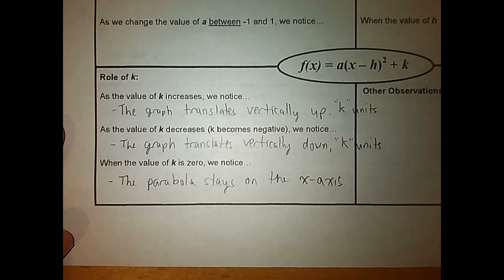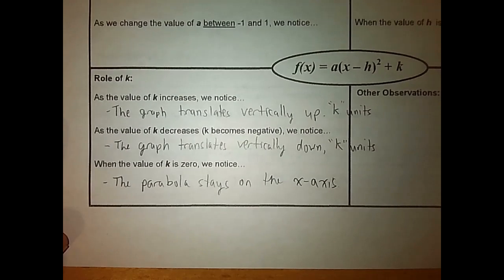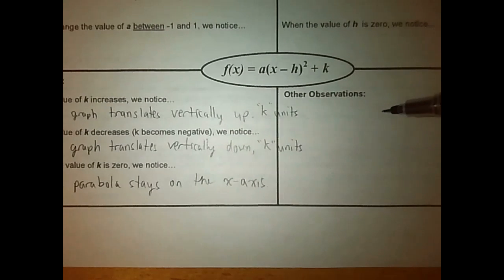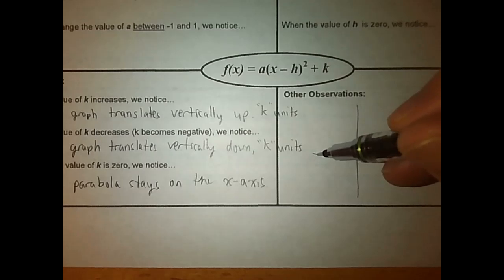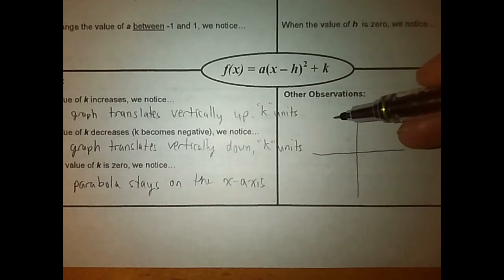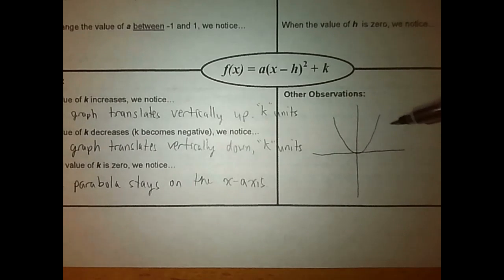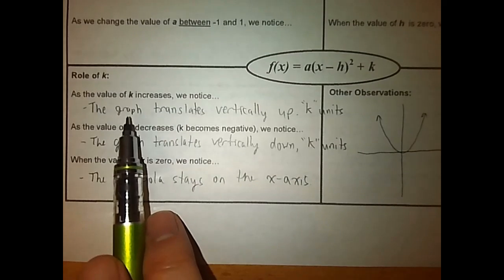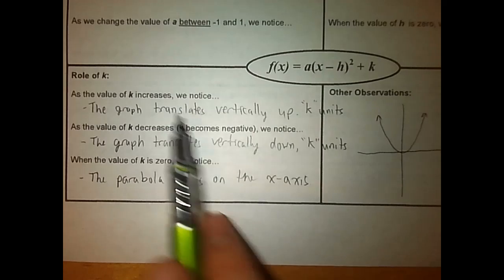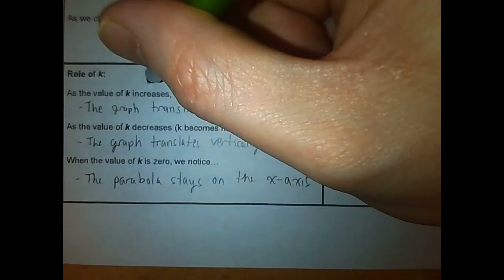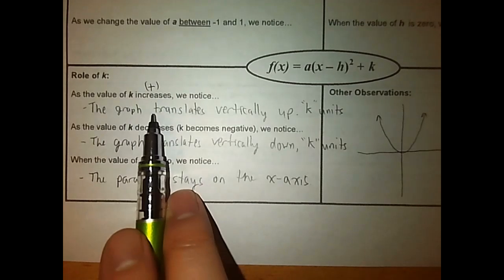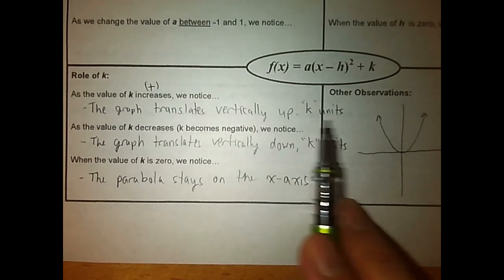So if we have our parent function, remember what we said before, this is a quick summary of what these letters do. I just have a graph here, I have my parabola like this. When k increases, we notice the graph translates vertically up. What we mean by when k increases is, if k is a positive value, our graph translates vertically up k units.